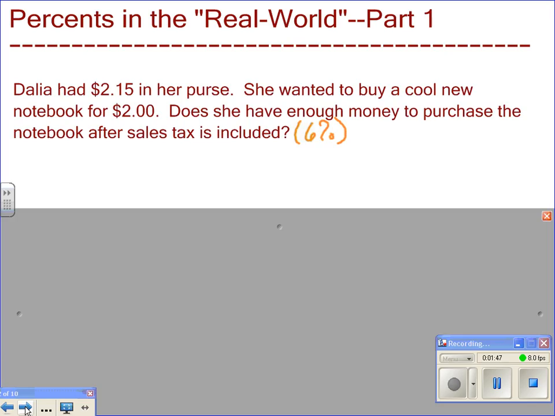So if we go back to our example here, she has $2.15. She wanted to buy the notebook for $2. Does she have enough? We talked about this method of estimating, okay? If it costs $2, that's $2, we're going to multiply that by the sales tax, which is 6. 2 times 6 is 12. To figure out how much we need to add to the total, we need to divide 12 by 100, which means we would just be moving the decimal 2 places to the left, and that would equal 12 cents.